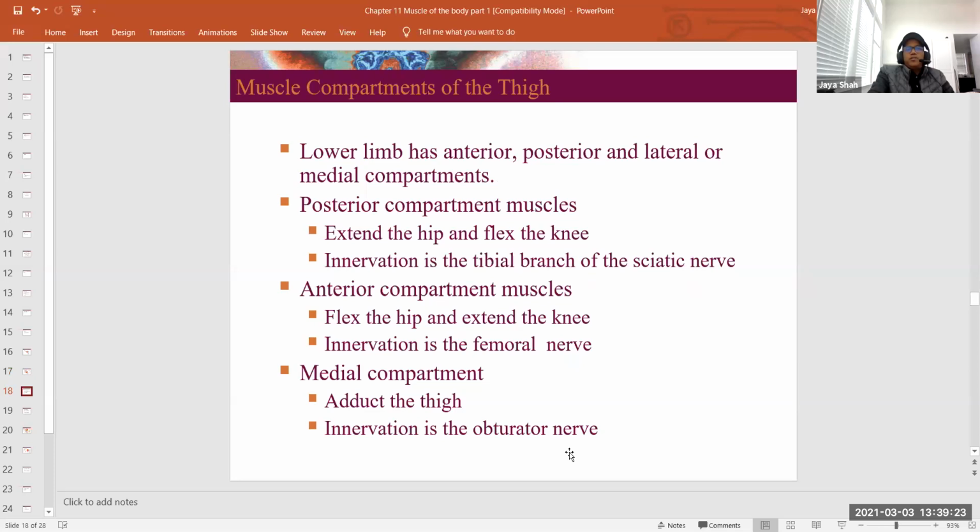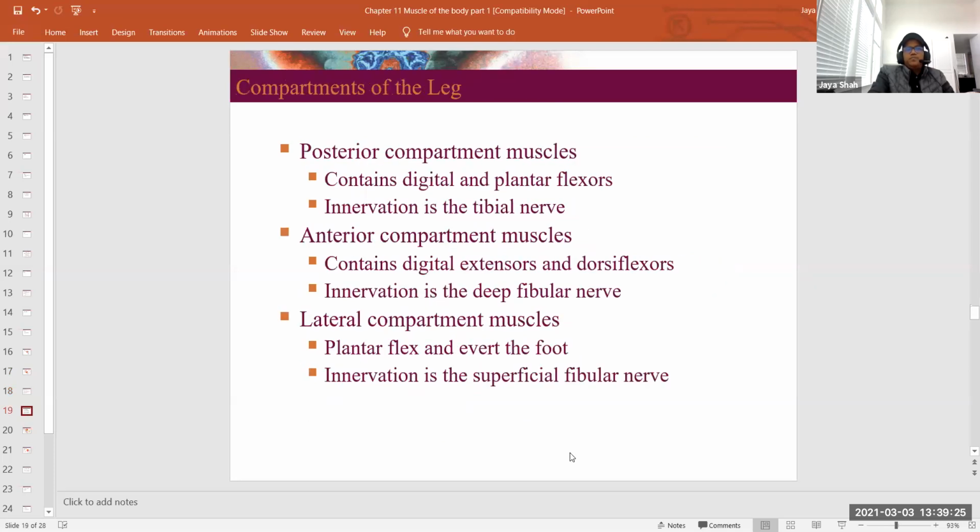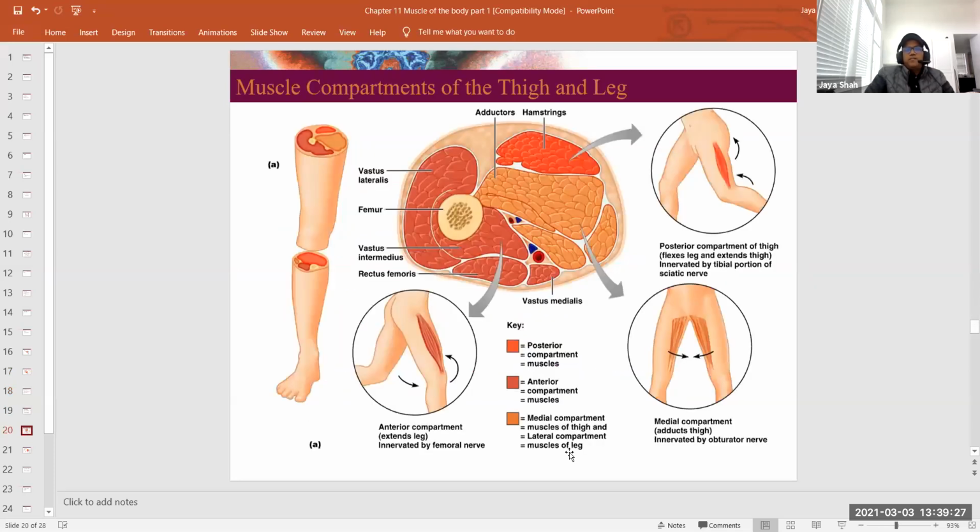Similarly, muscle compartments of the thigh. So let's go to the muscle compartments of the thigh. Look here, another 30 seconds, and go by the compartments. Again, this is the lower limb, a transverse section of the muscle at the thigh level, and it is at the leg level. This diagram you're going to see in another slide, but here you can see the thigh.